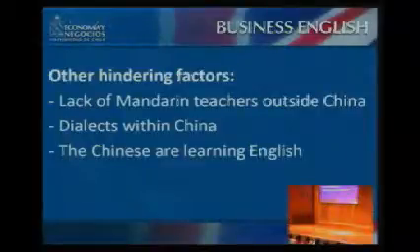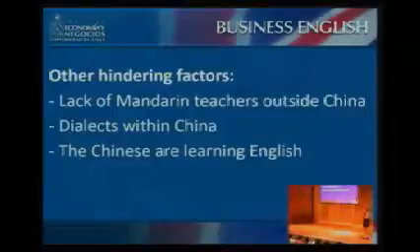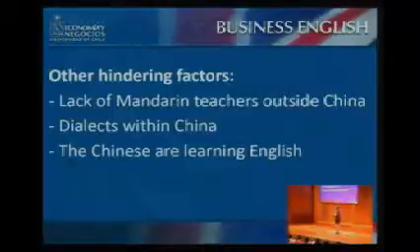Other reasons why we are not learning Mandarin. Yes, there are promotion efforts to teach Mandarin outside of China, but they don't have that many native Mandarin teachers at those teaching institutes. So it's kind of hard to learn a tonal language if you don't have someone who actually speaks the language to learn it from. Also, anyone know how many regions or provinces are in China? Any idea? Those are like the states within China, the regiones within China. Anyone want to shout out a number? How many?